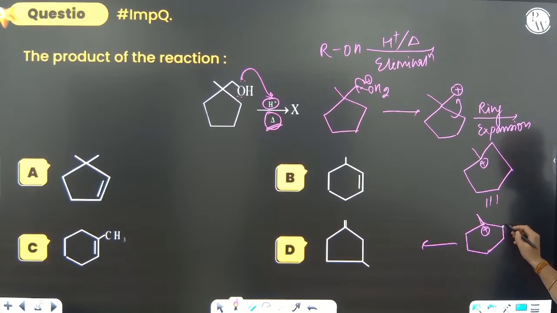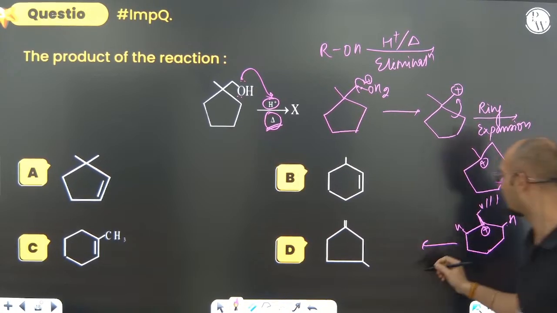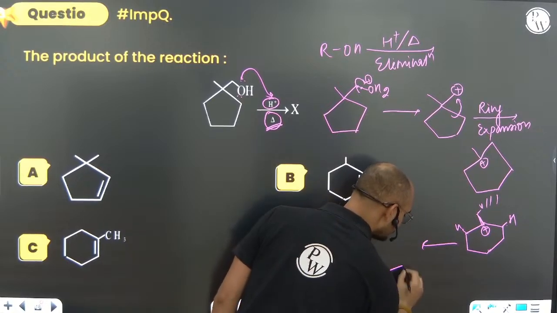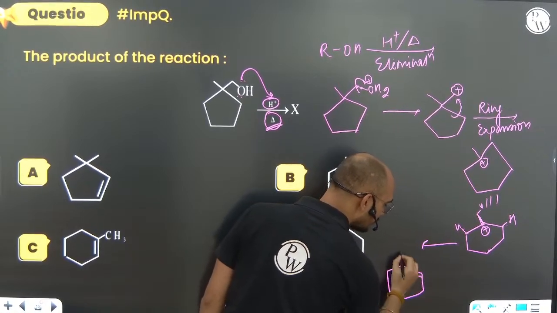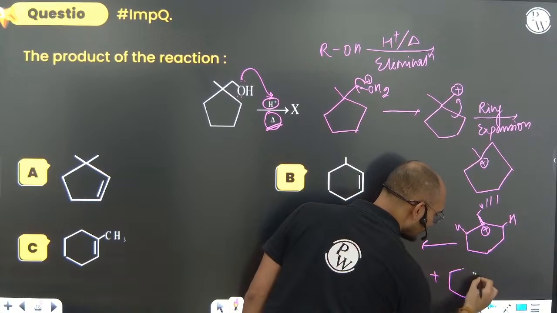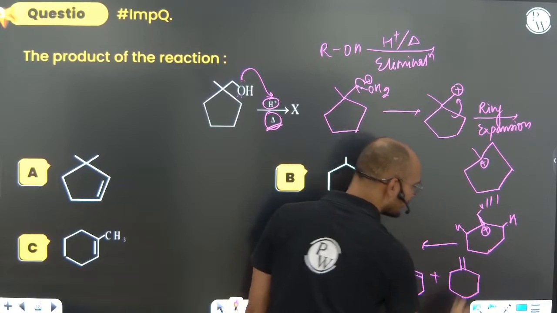Now can you see the beta hydrogen? Of course you would be seeing beta hydrogen. So how many beta hydrogens are there? 1, 2, 3. These two are similar hydrogens, but this is a different hydrogen. So there may be a possibility of two products. One is through this and another is through this. So there are two paths.